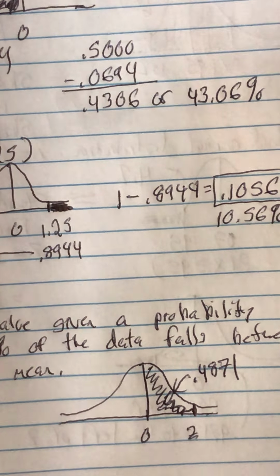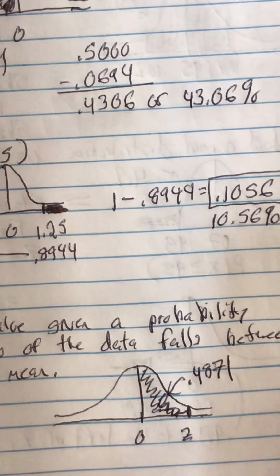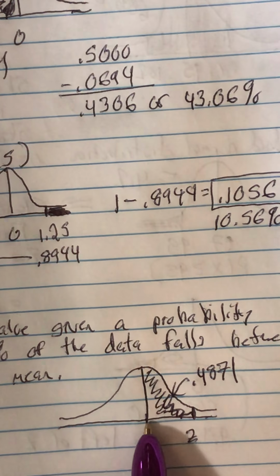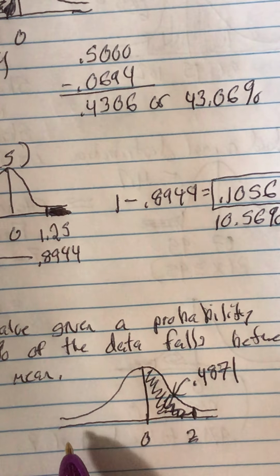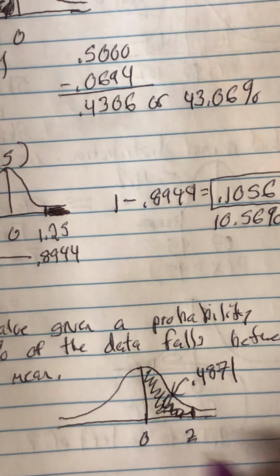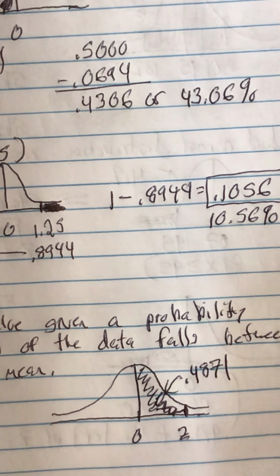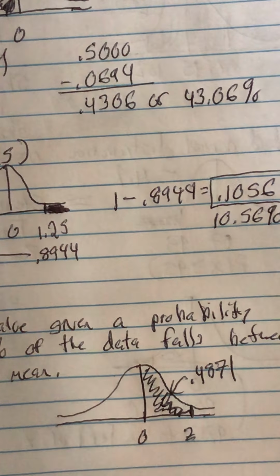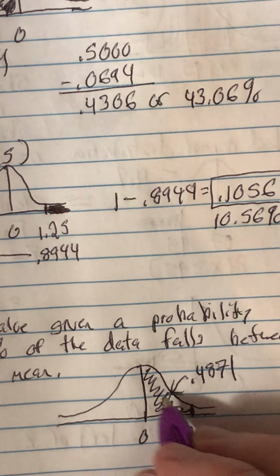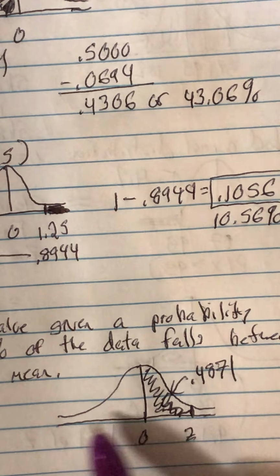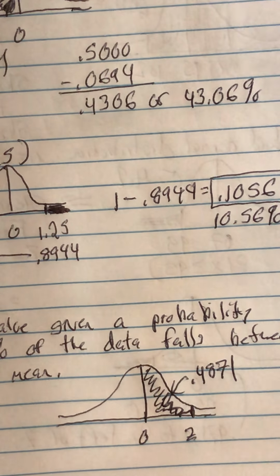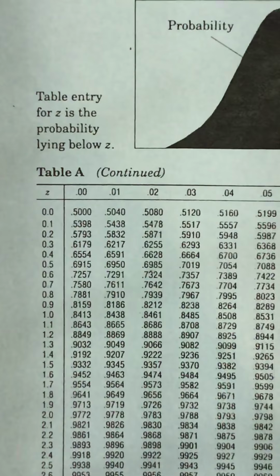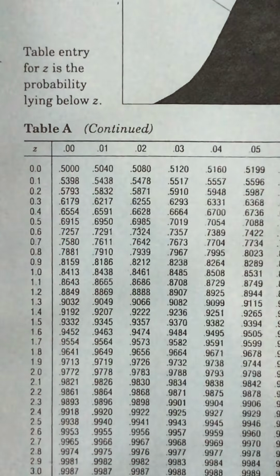is going to be how much? Well, it's going to be 0.4871 plus 0.5, because we have half of our data over here. So what I'm really looking for for our z-score is 0.9871. Okay, so my total area that's being represented is going to be 0.9871 on this chart. Now let's look at 0.9871 and see where we find that.